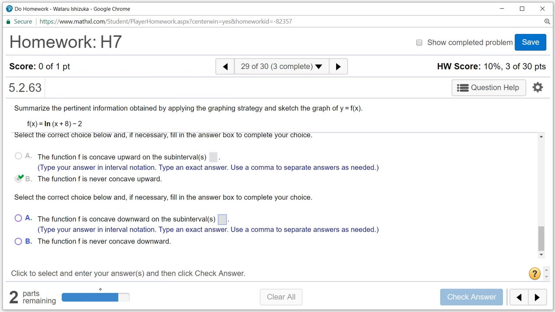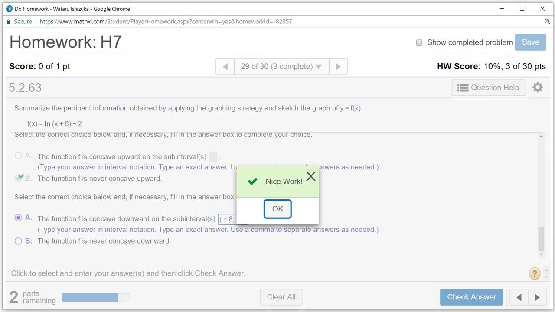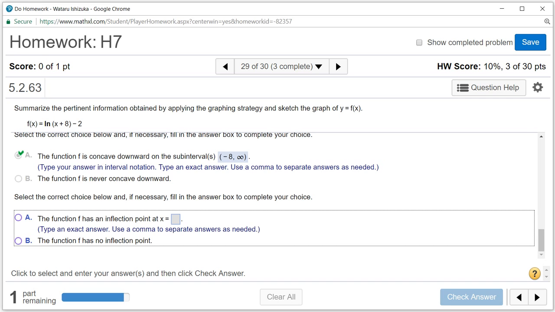Alright, so we got that. Then the function is concave downward on its domain. So finally, we have -8 and infinity. So this will do it. Alright, we got that.